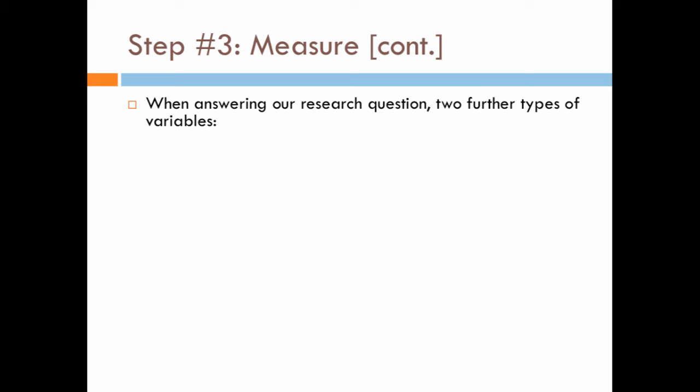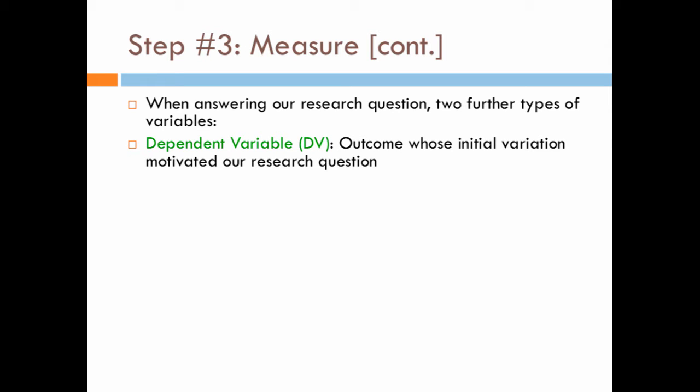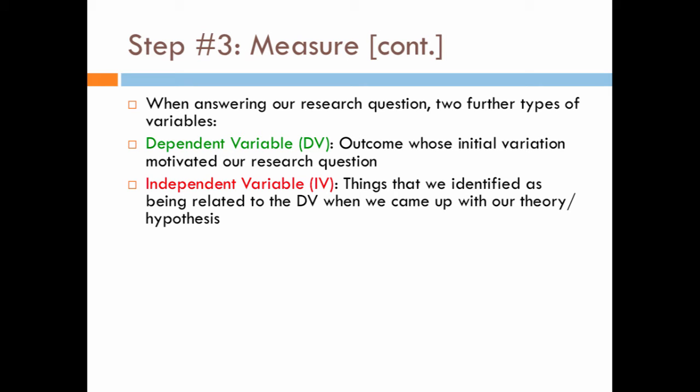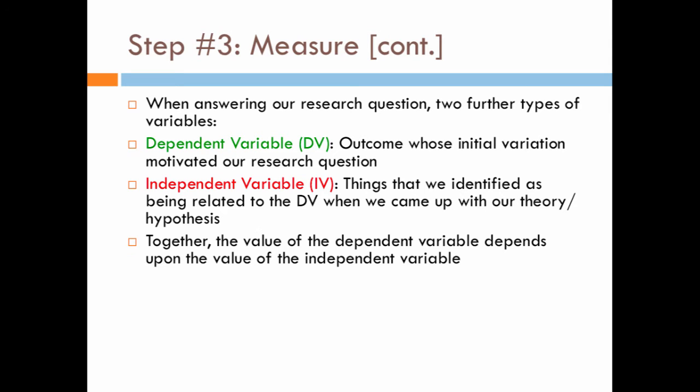There are two more types of variables that are probably more important for our purposes this semester. The dependent variable is the variable whose initial variation motivated our research question, while the independent variable or variables are the things that we identify as being related to the dependent variable when they came up in our theory or hypothesis. In other words, the value of the dependent variable depends upon the value of the independent variable.